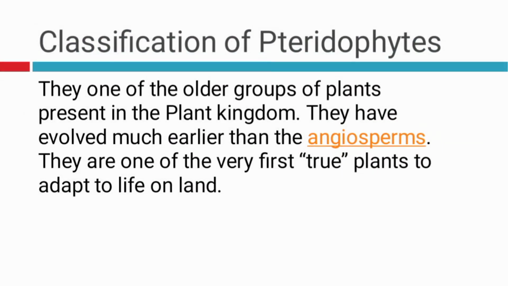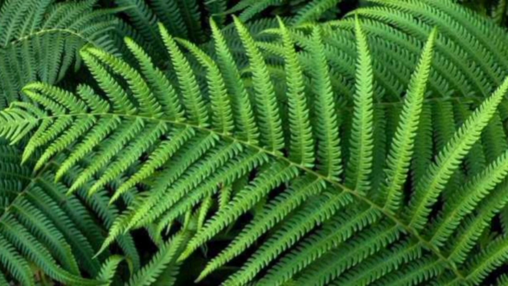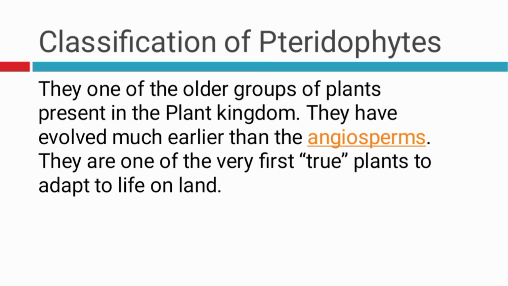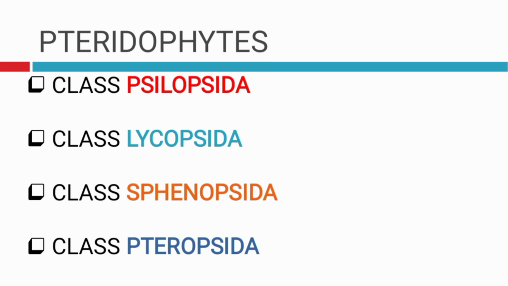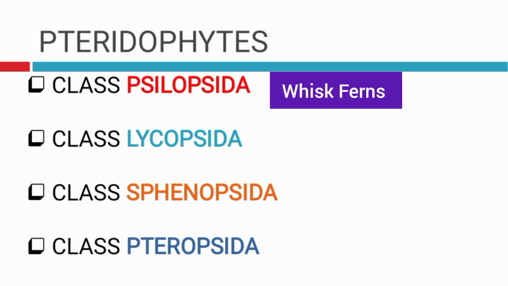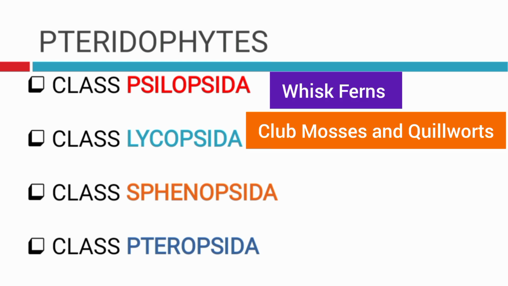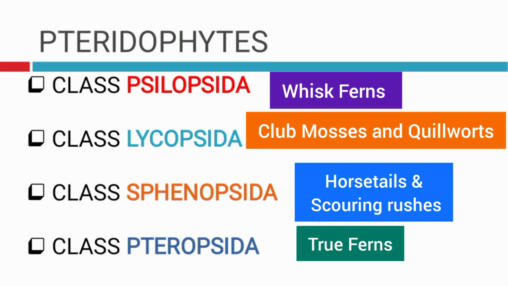For the classification of the pteridophytes, we need to understand that pteridophytes are one of the older groups of plants present in the plant kingdom. They have evolved much earlier than the angiosperms, the flowering plants. They were the very first true plants to adapt to life on land. And so for the pteridophytes, we have the class Psilopsida, the class Lycopsida, the class Sphenopsida, and the class Pteropsida. These are the different organisms you can find there.